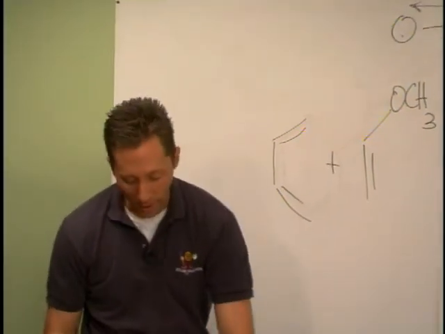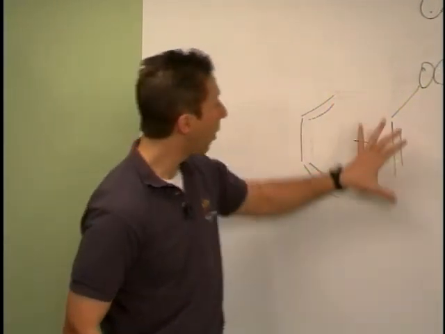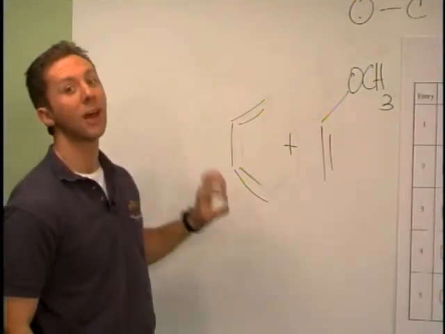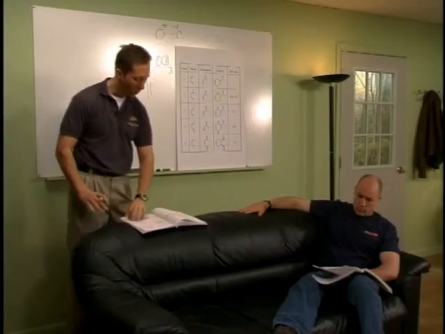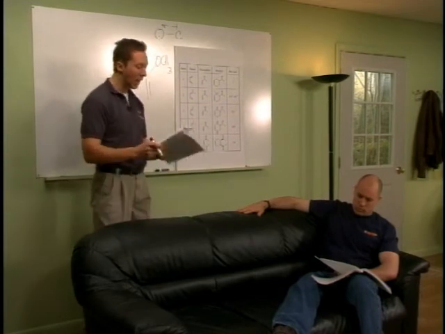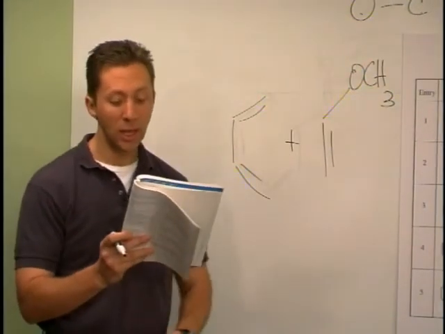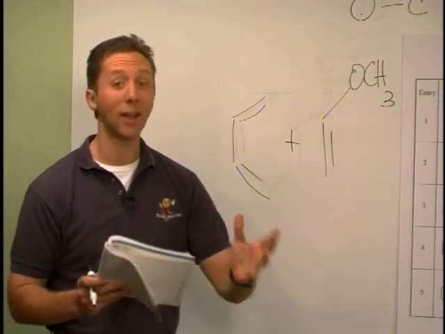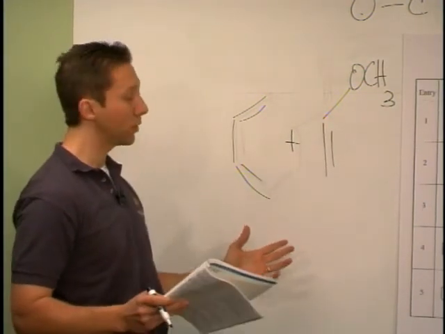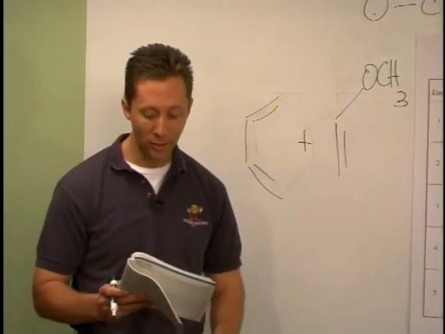Diels and Alder found that electron withdrawing groups on dienophiles are best. That's probably why this reaction is not working. Let's find the answer choice that says that. A says the methoxy group, this being a methoxy group, is not electron withdrawing. In fact, it's electron donating. It's not electron withdrawing. That's probably the right answer.